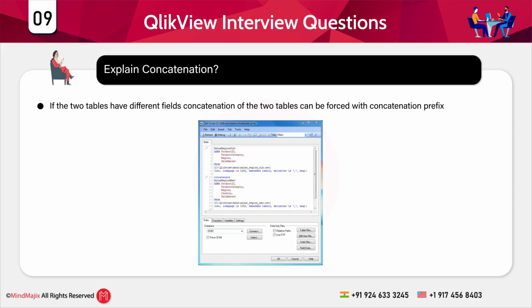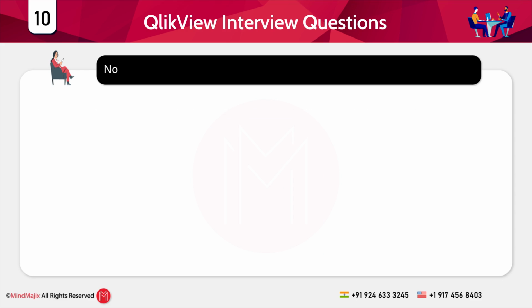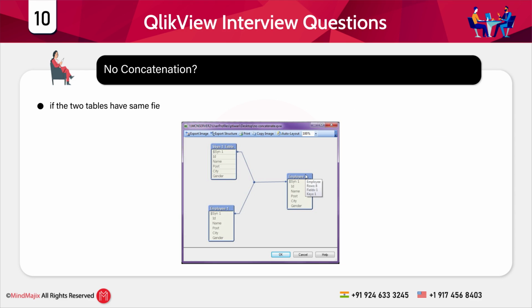You can also explicitly write the syntax as concatenate. But if you don't want to concatenate these two tables and you want them loaded separately, then between them you have to use NoConcatenation. NoConcatenation enforces the reverse of concatenation. In concatenation the two tables will be merged, but in NoConcatenation the tables will not be merged.